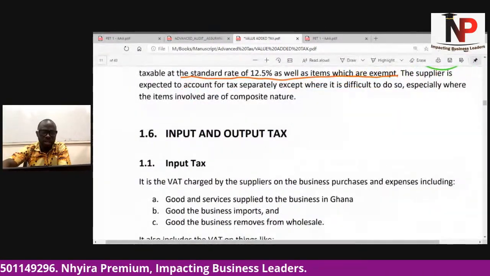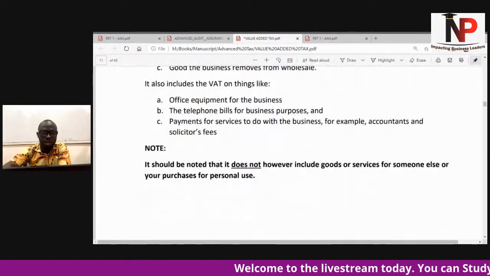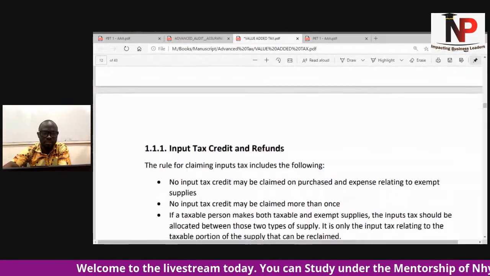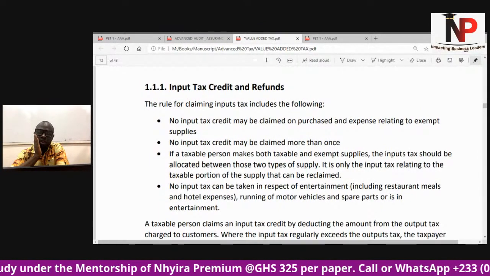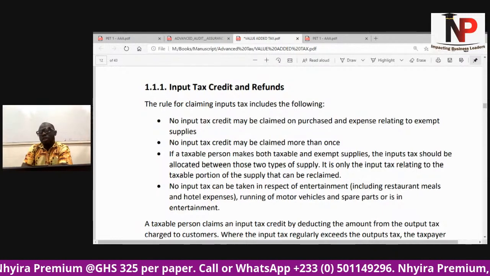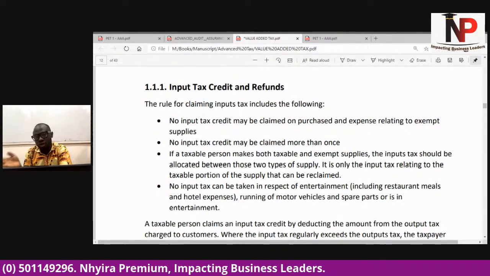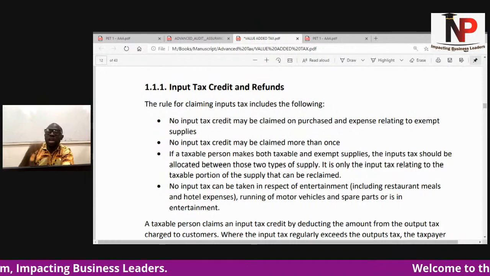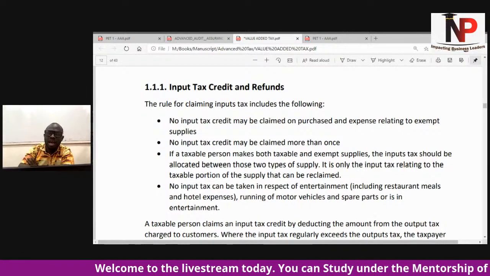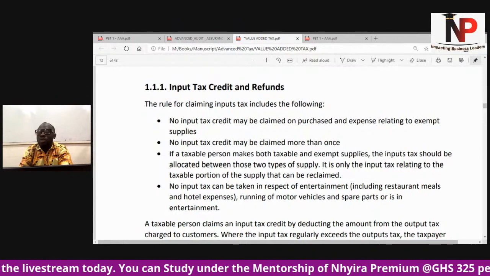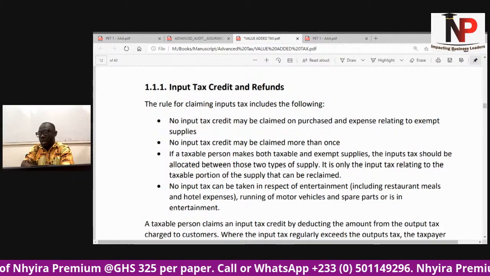Now, we've spoken about the issue about input and output VAT already, so I'm not going to be going into that. So let's discuss real quick on tax credits and refunds. Very, very important aspect of the syllabus. Remember, we said that if we engage in taxable supplies, then whatever input VAT we pay, we are going to be charging output VAT. Then at the end of the year, we file our VAT returns, and we're going to be claiming a deduction for the input VAT we pay. Unless we are dealing with exempt supply, where any input VAT we pay, we will not get credit for it.